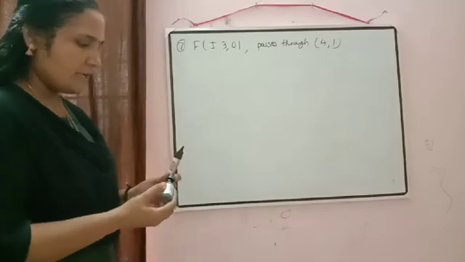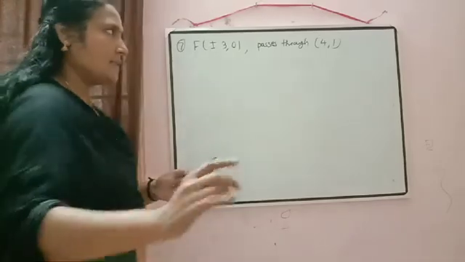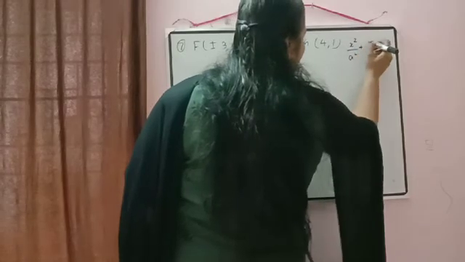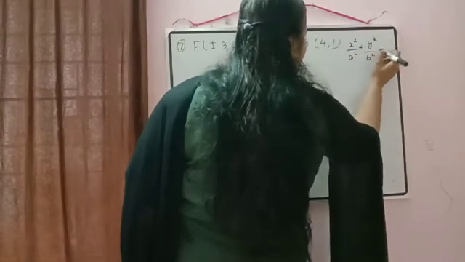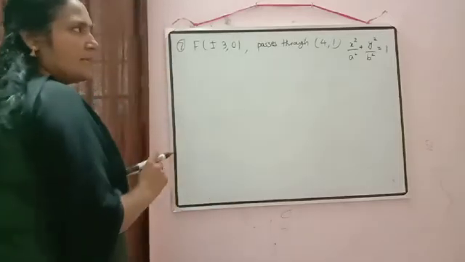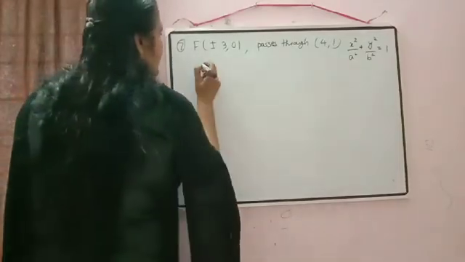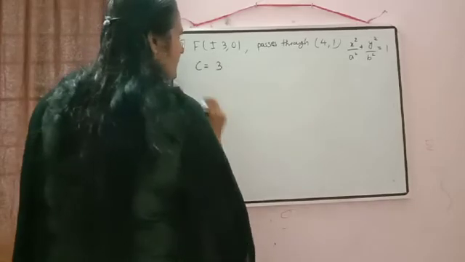So our equation will be the standard equation, that is x square by a square plus y square by b square is equal to 1. This will be the equation of the ellipse. So first, what value is given? c is given here. c is equal to 3.